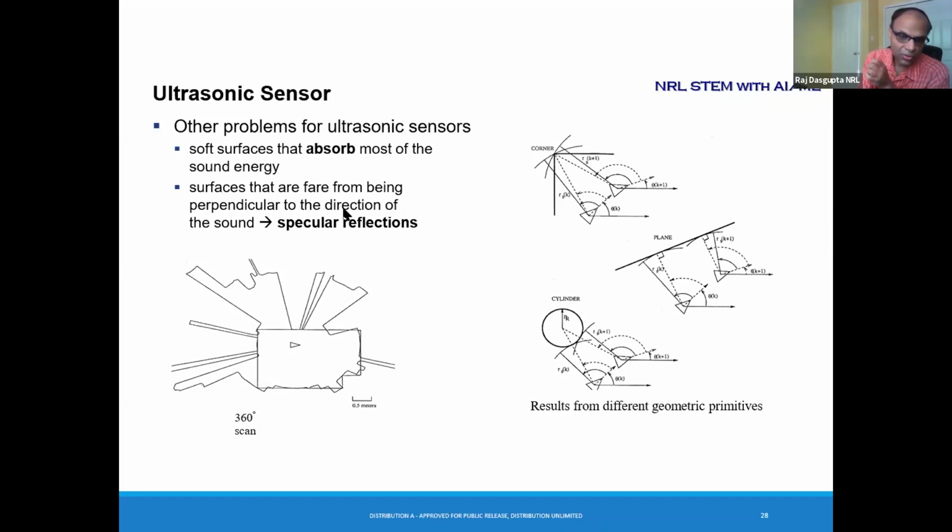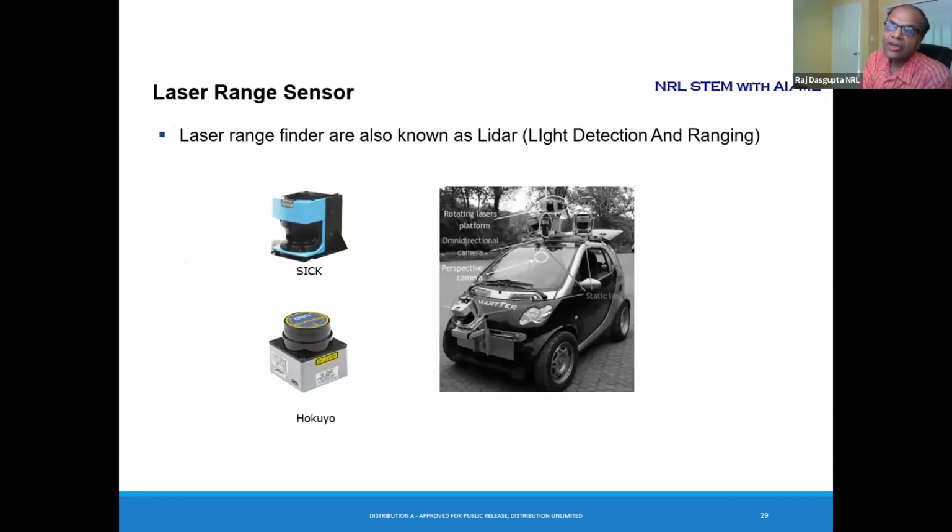Similar situations are shown in the picture out here. Basically, if your robot's sensor is facing a corner, your sound signal can bounce off two walls at the same time, which gives error in the readings. So these are some limitations that the sonar has. But all in all, it's a very cost-effective and low-cost sensor.